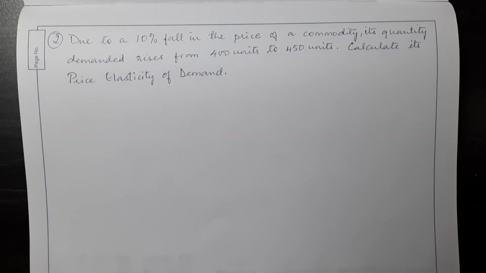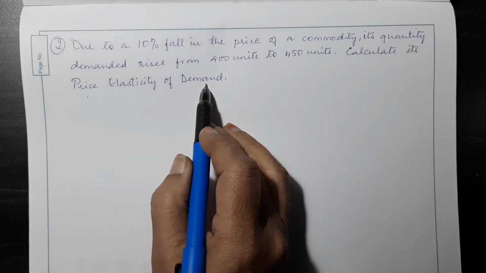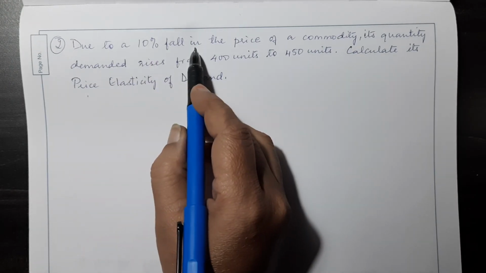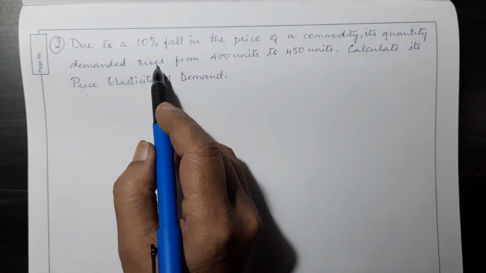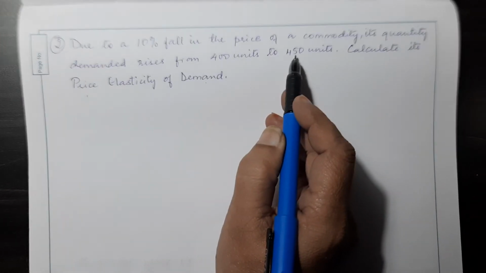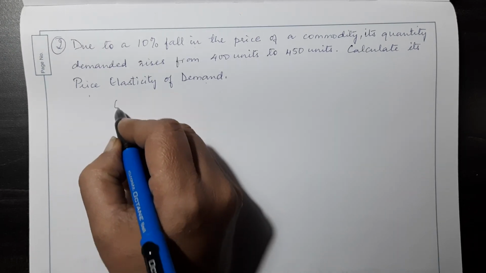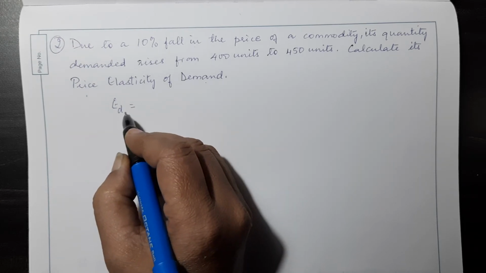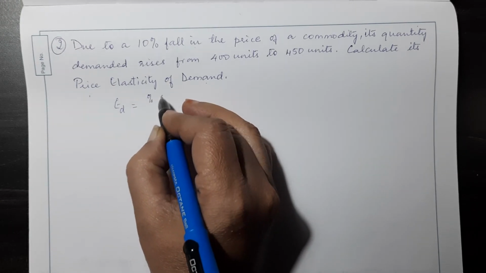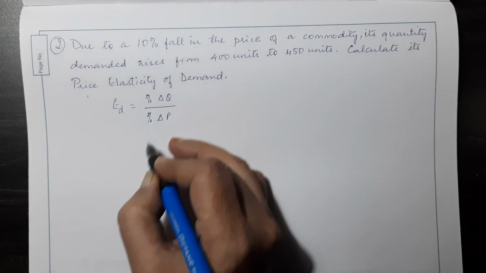Let's solve another problem in which we have to calculate price elasticity of demand. Now, due to a 10% fall in price of a commodity, its quantity demanded rises from 400 units to 450 units. Calculate its price elasticity of demand. So, we know by formula ED, which is price elasticity of demand, is equal to percentage change in quantity demanded by percentage change in price, isn't it?